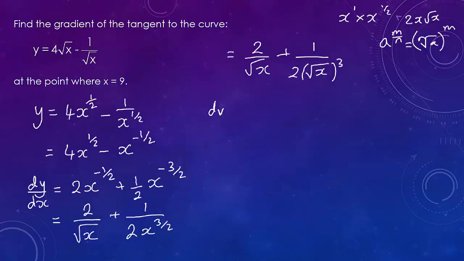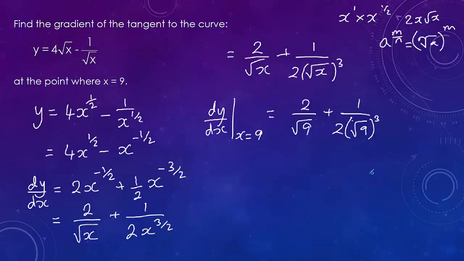So now we want when x is 9. Now there's a special notation for this. We use this line here, which is called a given line, and then we put x equals 9. So this reads the gradient function given that x equals 9. So that's going to be 2 over root 9 plus 1 over twice the square root of 9, then cubed.